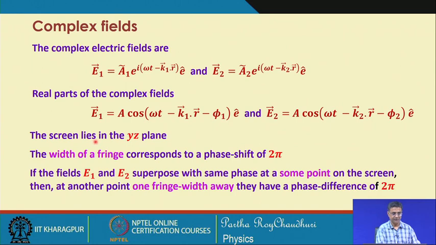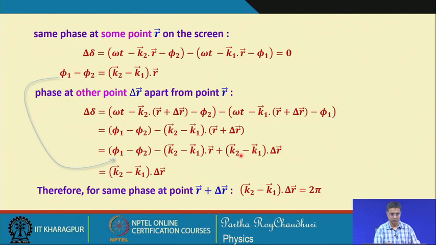The screen lies in the y z plane that we have seen. So, the width of the fringe corresponds to a phase shift of twice pi. If the fields E 1 and E 2 superpose with the same phase at some point on the screen, then at another point on the screen, one fringe width away, the phase difference will be twice pi. So, that is what we will use to see how the fringe width comes out.